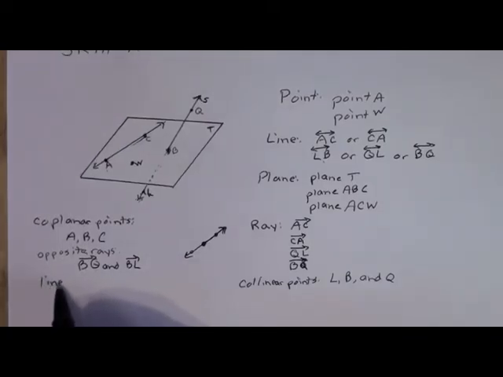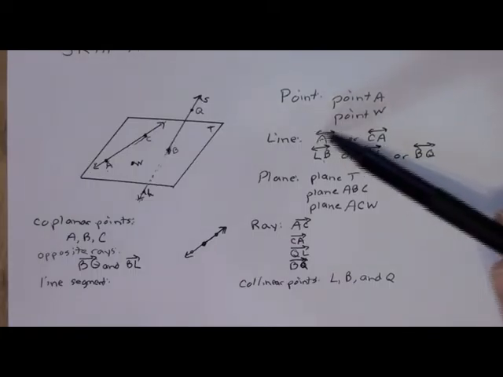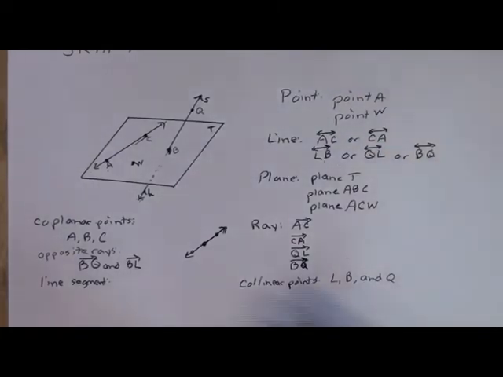Last vocabulary word, line segment. You have lots of options here. Also, it's part of a line. The only difference is when we named the lines up here, we had a line symbol on the top, arrows on both ends. The line segment has a line without arrows on the top. That's the line segment symbol.